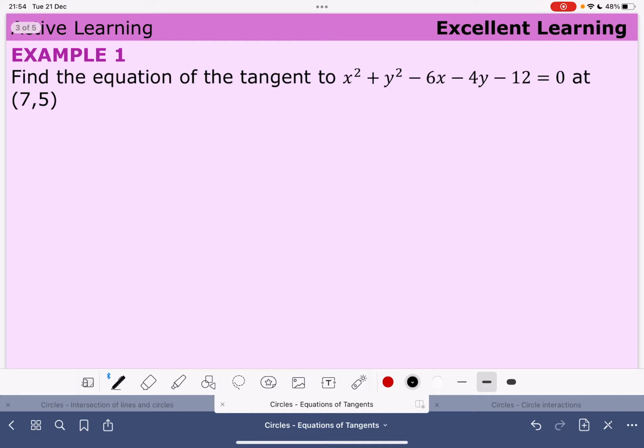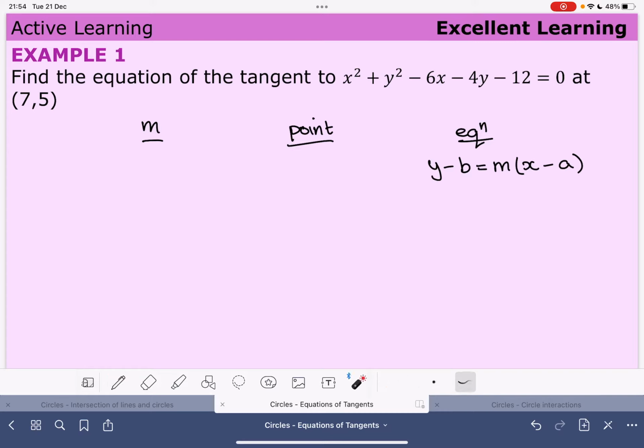Okay, example 1. Find the equation of the tangent to this circle at the point 7, 5. So again, I'm going to use my common straight line structure, of m point equation. The equation, like I just mentioned, is our straight line equation, not our circle equation. And in order to use this equation right here, we're going to need to know a point that lies on the line, and we can see the point up here. So I'm just going to stick that in straight away. So we've got the point 7, 5. And then we're going to have to try and find the gradient of our line.